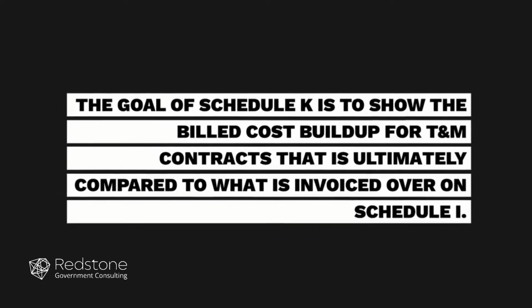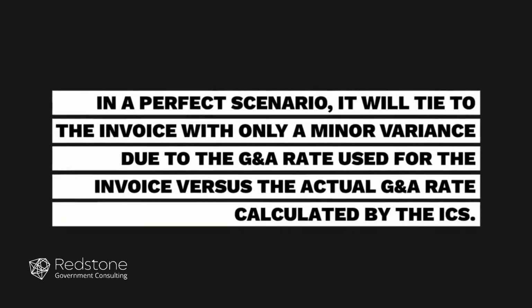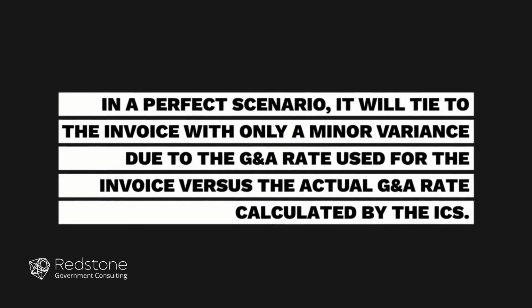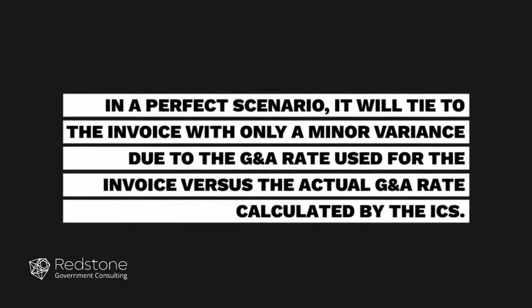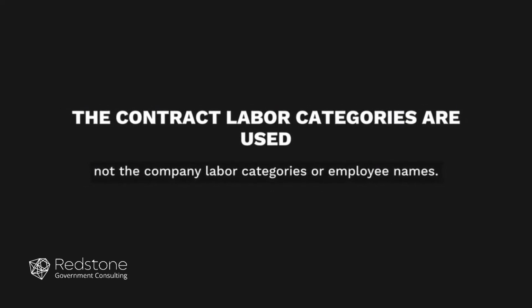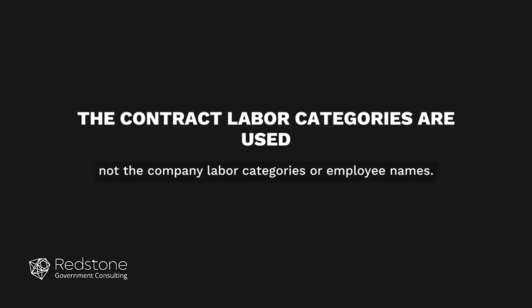In a perfect scenario, it will tie to the invoice with only a minor variance due to the G&A rate used for the invoice versus the actual G&A rate calculated by the ICS. When completing Schedule K, the first area to pay attention to is that the contract labor categories are used and not the company labor categories or employee names.